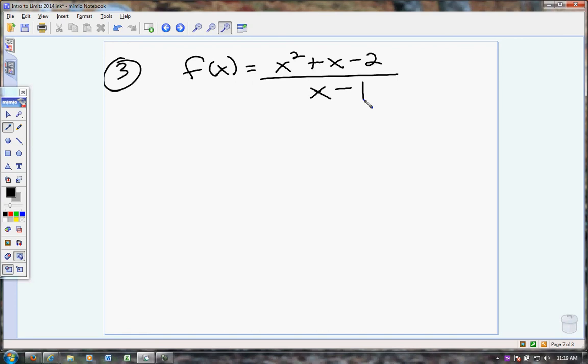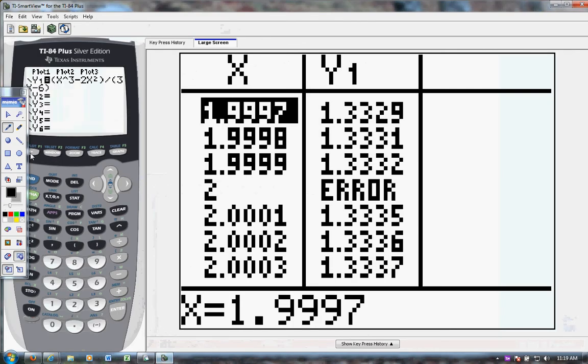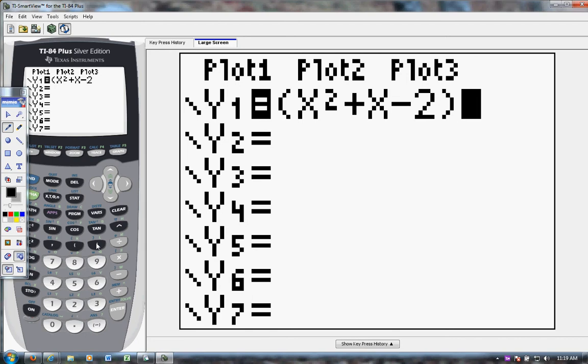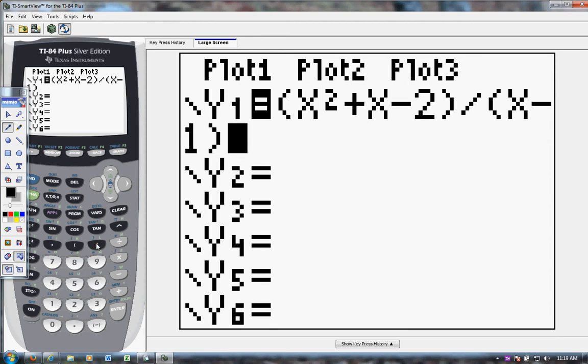Now, if I am considering this function, if we were to plug this into the graphing calculator, let's just do that real quick. X squared plus x minus 2 is the numerator, divided by x minus 1 as the denominator. And we'll just go zoom standard.